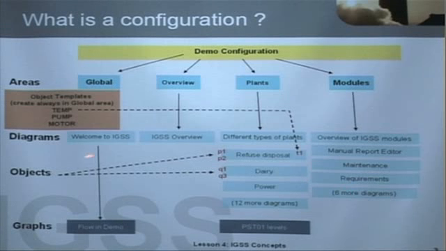On the mimic diagrams we'll find the objects in IGSS, and these are the process components in the monitored process. P1, P2, Q1, Q3 are typical object names. And finally we have the graphs, where we can show a number of objects, up to 10 objects, in a graphical chart.